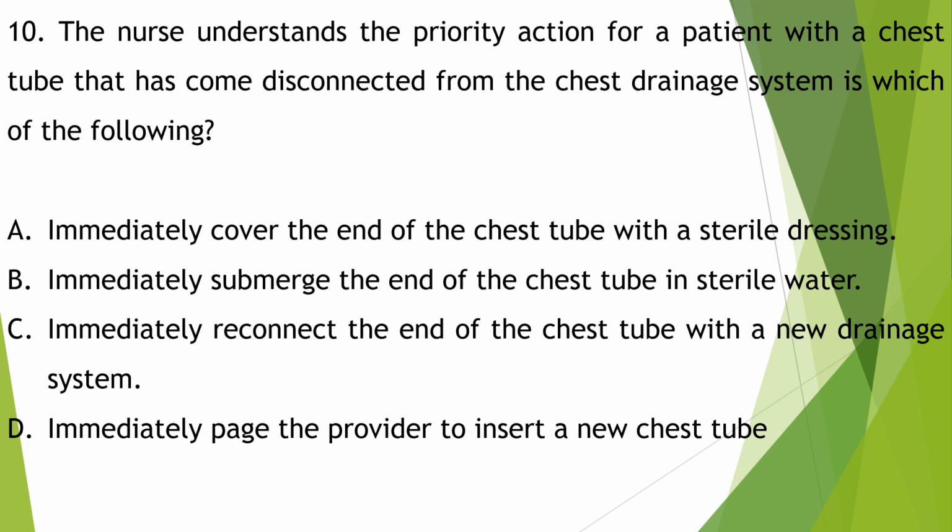So here the chest tube has just disconnected from the drainage system. So here we need to submerge the end in the sterile water. Covering the end of the tube would worsen the pneumothorax by stopping the removal of air from the pleural space. And a new drainage system would be connected, submerging the tube in water that allows the time to collect the necessary supplies. And a new chest tube is not necessary if the tube is still securely in the chest. So here immediately submerge the end of chest tube in the sterile water is the correct answer.